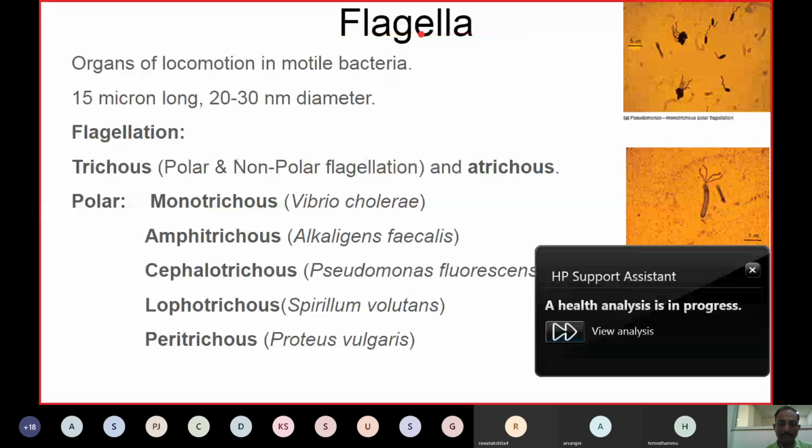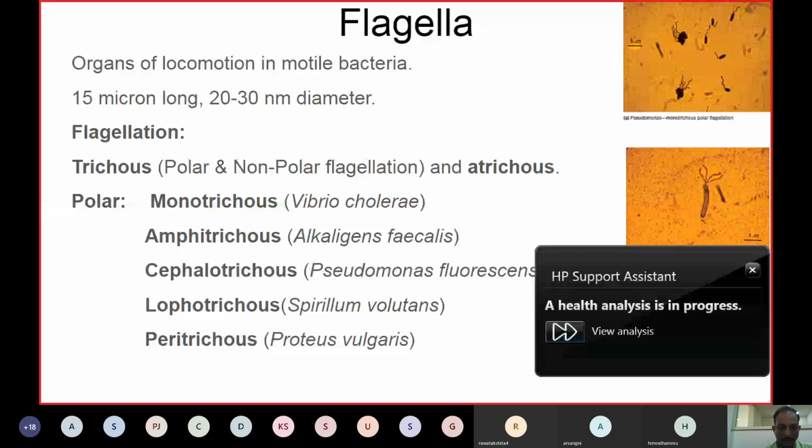Flagella is a thread-like structure which is about 15 micrometer long and 20 to 30 nanometer in diameter. The length as well as the diameter of the flagella varies in bacteria, but it is generally present in all motile bacteria. Note point: due to the surface area or Reynolds theory, flagella is generally present in bacilli or rod-shaped bacteria, while it is generally absent in cocci.